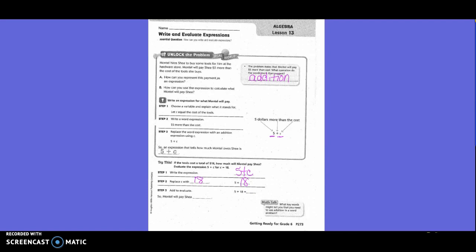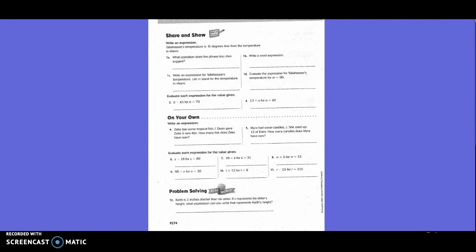Add to evaluate. So Montel will pay Shay. 5 plus 18 is? 23. So Montel will pay Shay $23. So basically when we do the expression and we plug in our numbers, we don't necessarily have to put labels there, but when we give our answer, we have to make sure we label, correct?